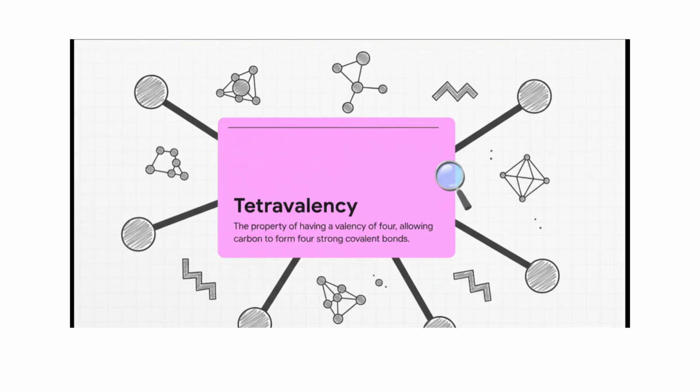And yeah, there's a fancy name for this ability to form 4 bonds. It's called tetravalency. What it really means is that a single carbon atom can act like a central hub, branching out and connecting in 4 different directions all at once. This creates these incredibly stable three-dimensional structures.